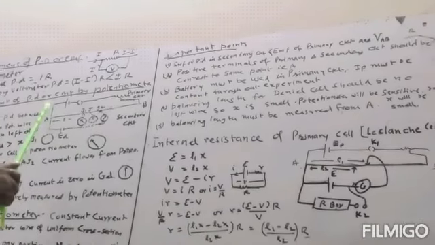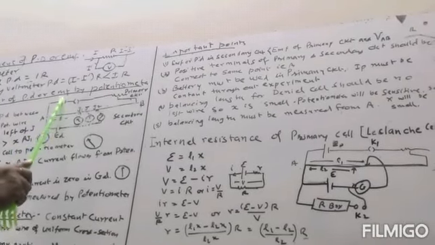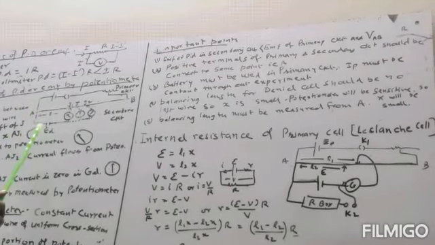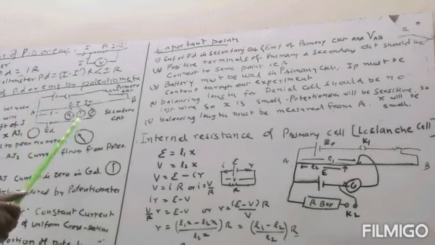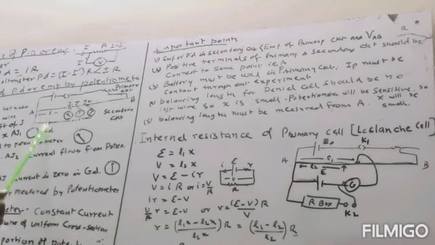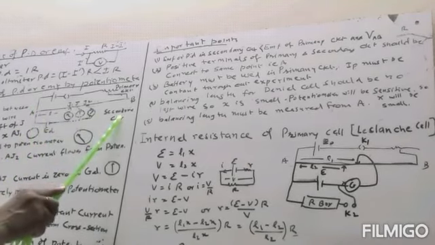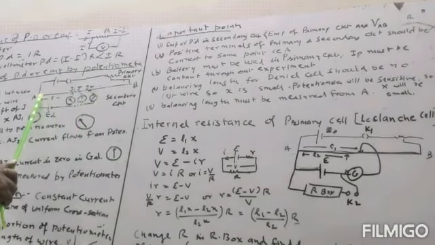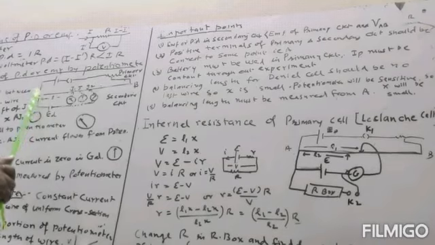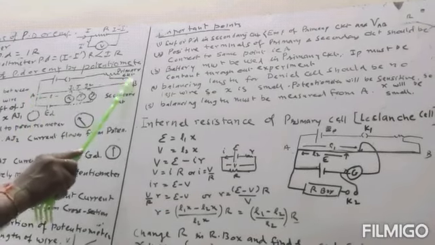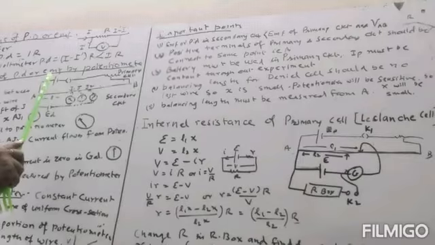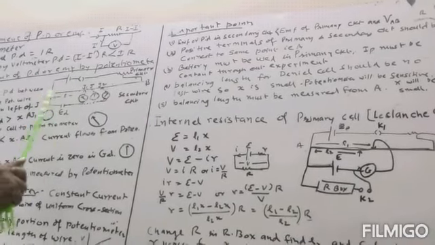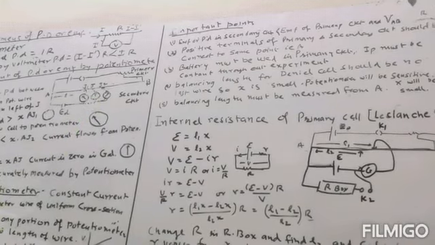Second point, the positive of this battery, which is in the primary circuit, should be connected to point A, and the positive of this cell, which is in the secondary circuit, this is the primary cell, this is the secondary cell, should also be connected to A. It means point A should be at higher potential than point B. The positive of this and the positive of that, both should be at this point. If it is not so, then we will not get a balance point.